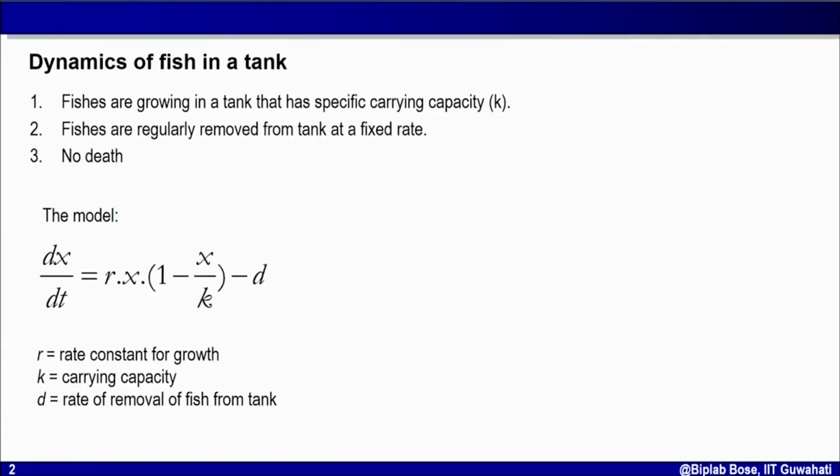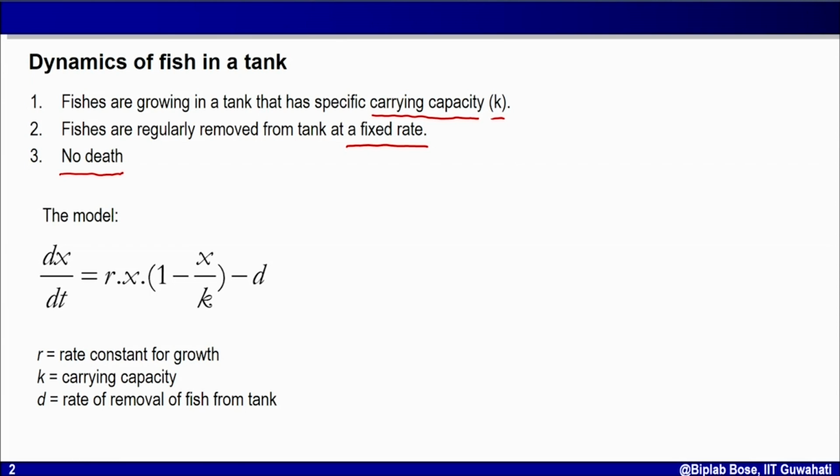Today, I will discuss a model on dynamics of fish in a tank. Suppose we are growing fish in a tank. Obviously, that tank has a capacity of how many fish can be held there. So that means the fishes are growing in a tank that has a carrying capacity. Let us call it K. Let us make another assumption that we want to sell the fish in the market. So we are regularly removing the fishes from the tank at a fixed rate. And assume there is no death of the fish, lucky fishes.